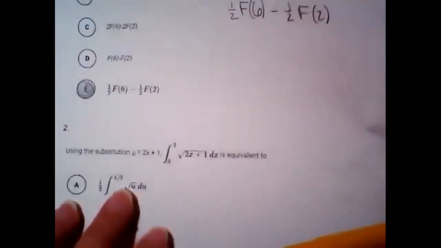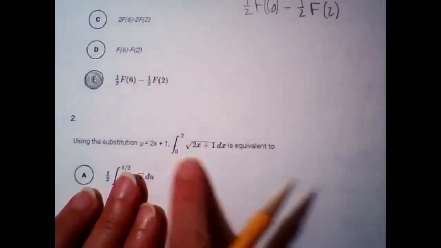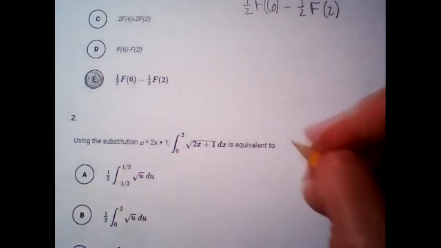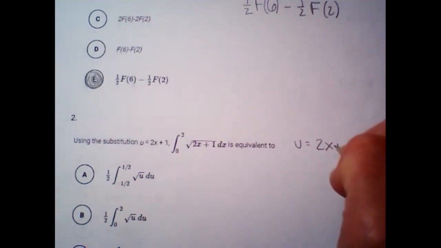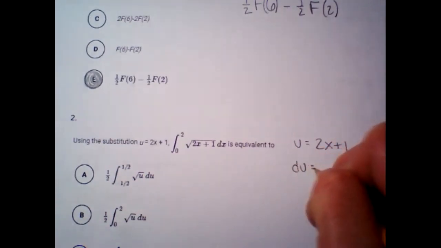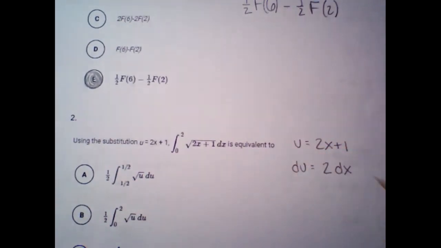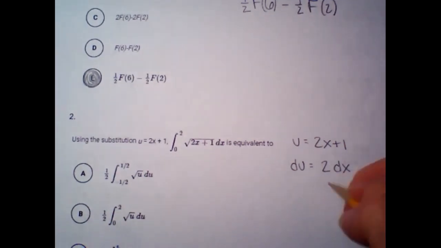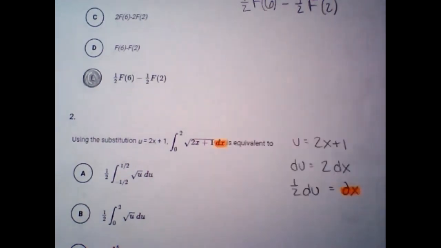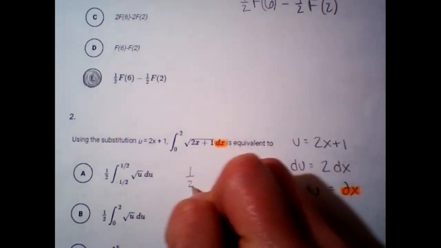All right, so number 2. They tell you what to let u equal, but it's going to be that inside part. So u is 2x plus 1. And that derivative is just 2 dx. And so again, we're going to adjust with a 1/2. So once again, the only thing that I get to substitute out is the dx. And in its place, I'm going to put 1/2 du.